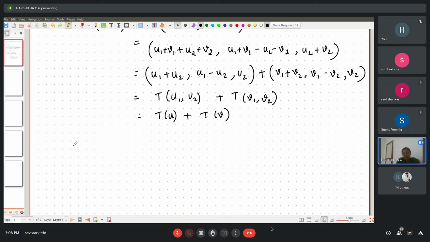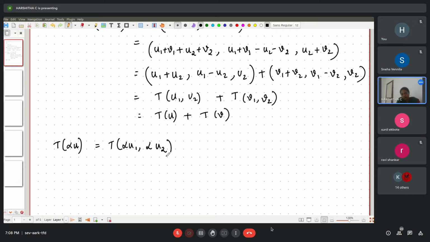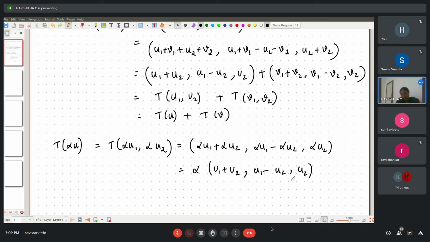And second condition is when you multiply with an alpha. So T of alpha u. What is that? T of alpha u1, alpha u2, which is alpha u1 plus alpha u2, alpha u1 minus alpha u2, alpha u2. And here it's more direct. You can just take alpha common from the whole thing, and whatever is inside, you'll see that it is T of u.